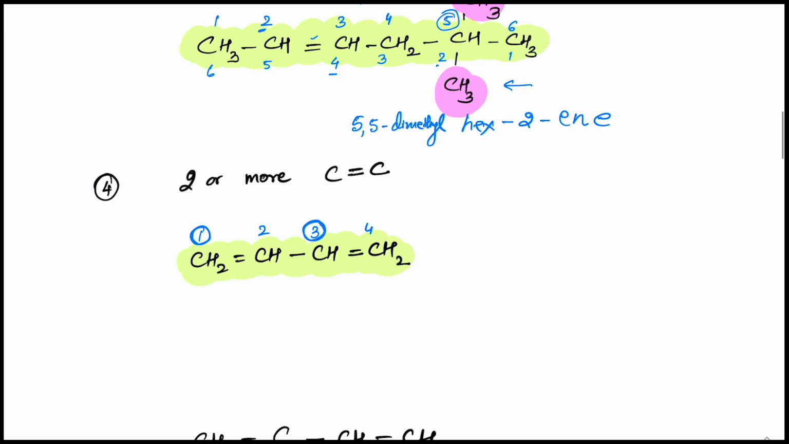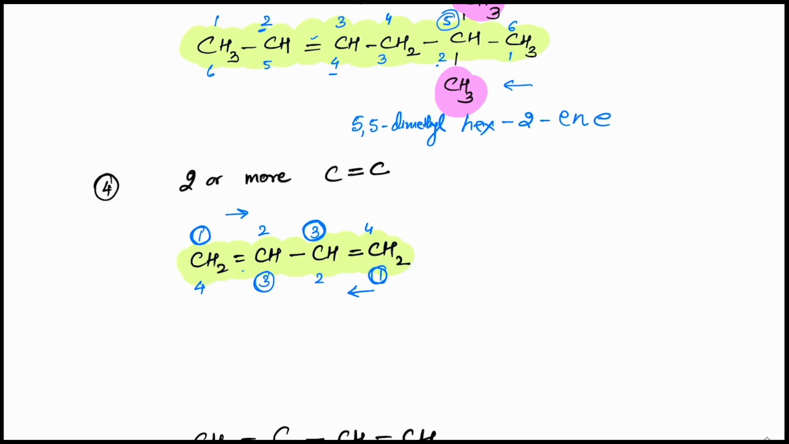If we move from right to left, we can see that from this direction, the first double bond is at carbon atom 1 and the second double bond is at carbon atom 3. So whether you go from left to right or right to left, in this example the positions are the same, so you can choose any one.